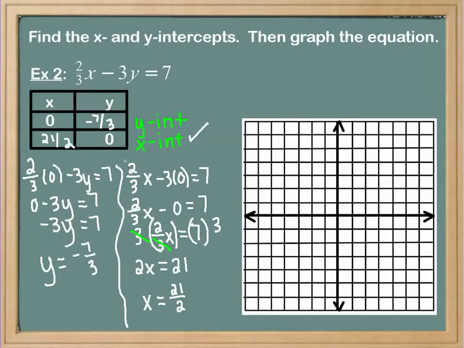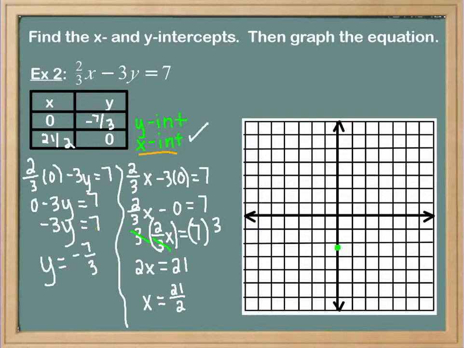To graph (0, -7/3). Well, 0 is easy enough. That's starting at the origin, and now I'm going to go down 7/3. 7/3 is 2 1/3. So I'm going to go down 2 1/3 of a unit, and I'll mark it right there on my Cartesian coordinate plane. Alright, now let's go ahead and graph our x-intercept at (21/2, 0).